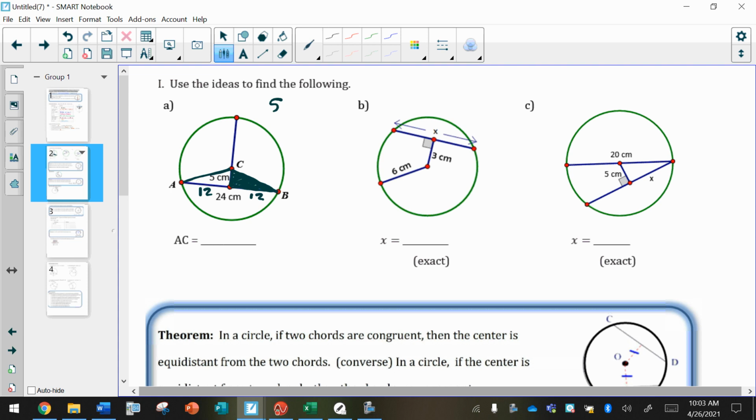So it's 5 squared plus 12 squared equals our radius squared. A squared plus B squared equals C squared. 25 plus 144 is 169. And the square root of 169 is 13. So our radius length is 13.